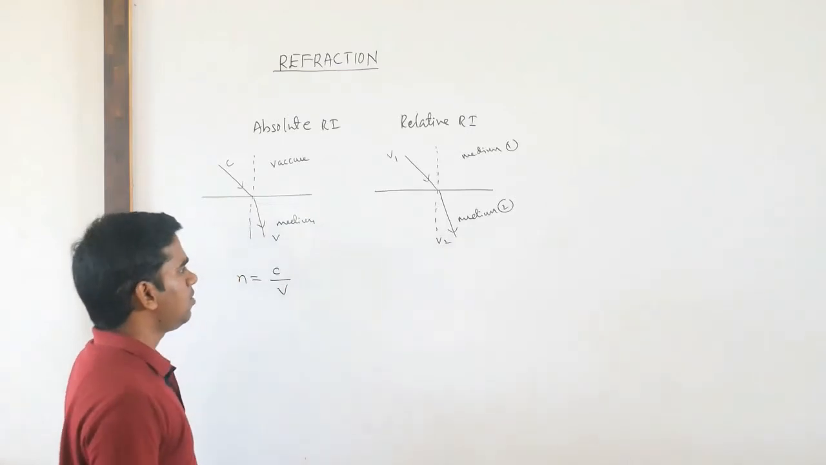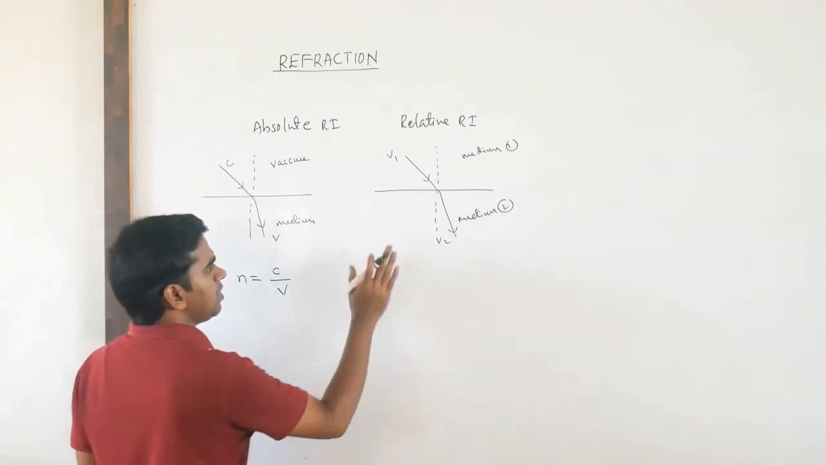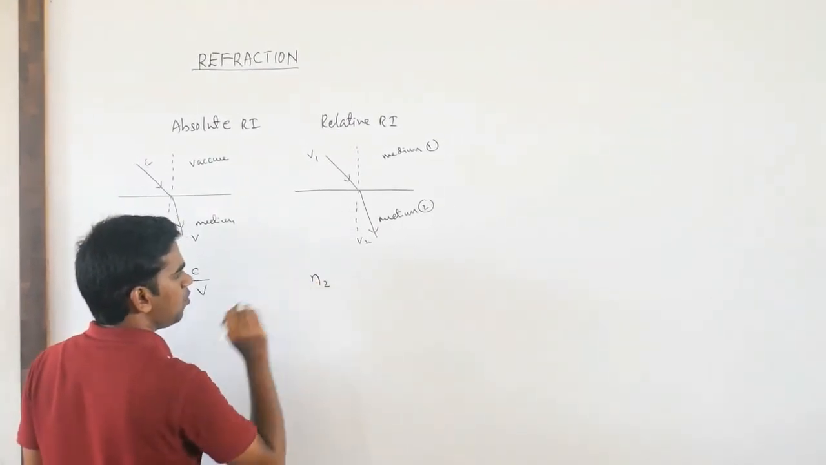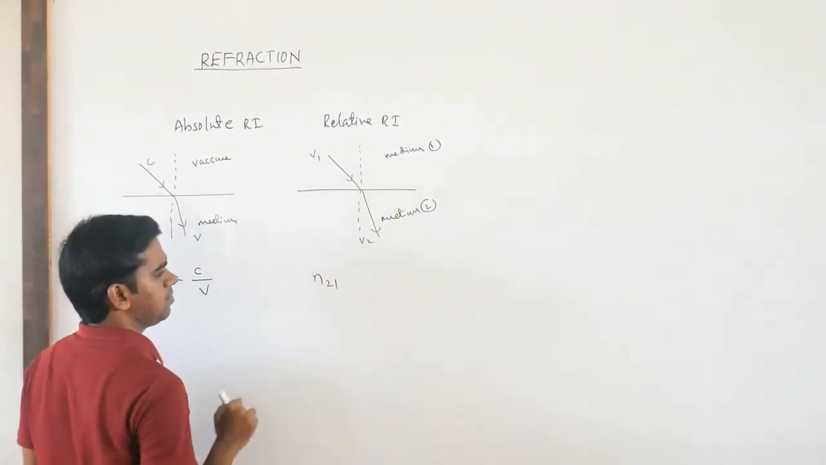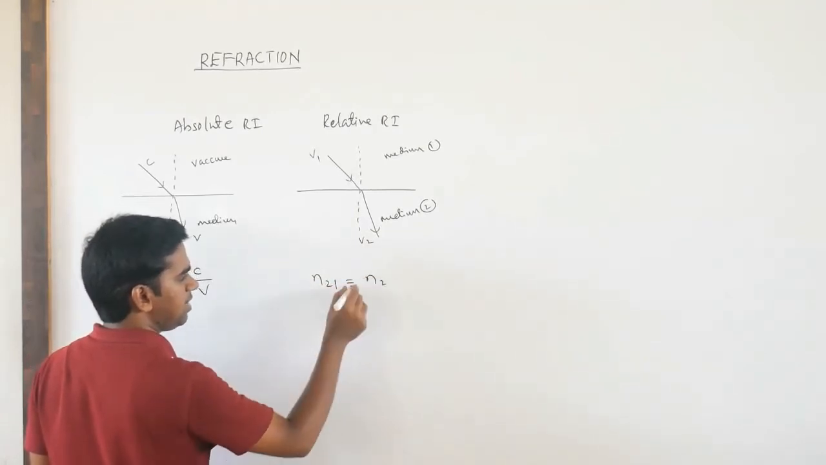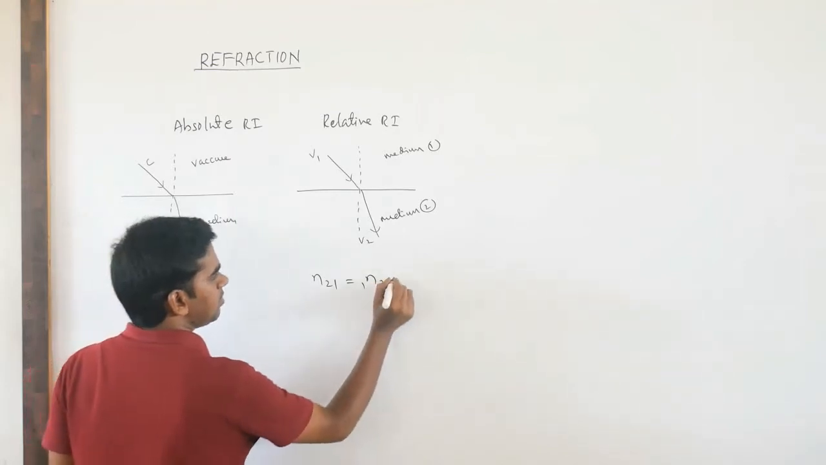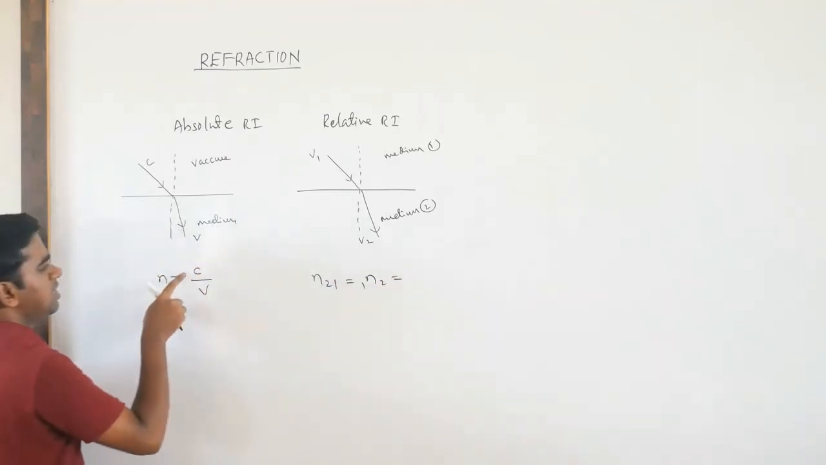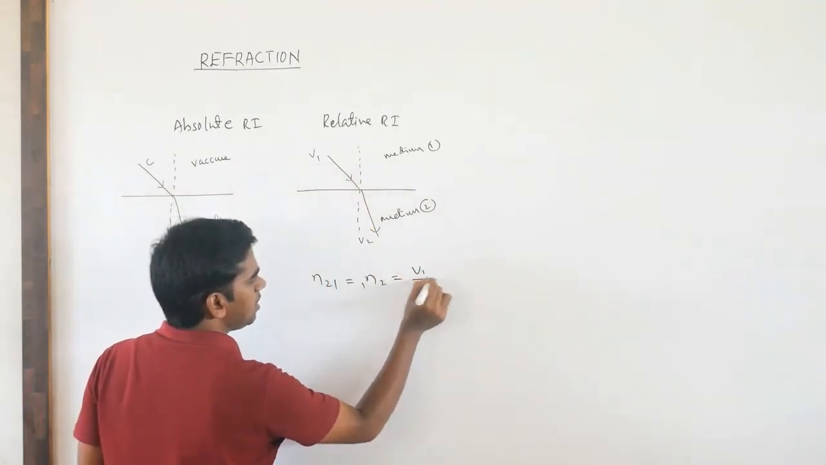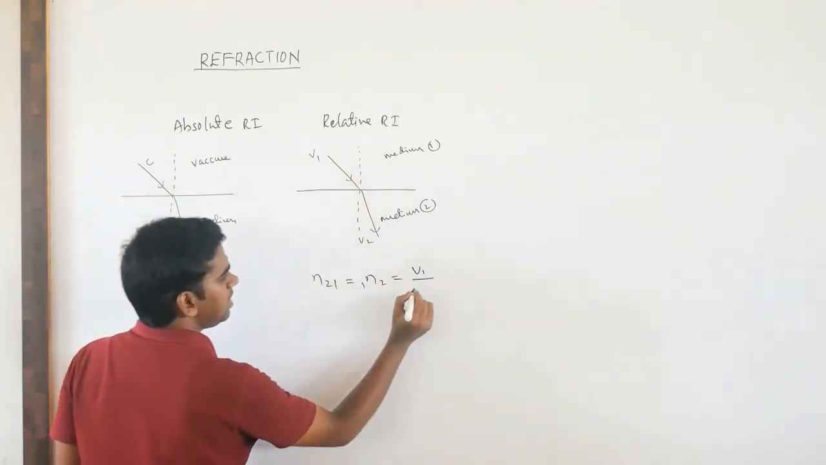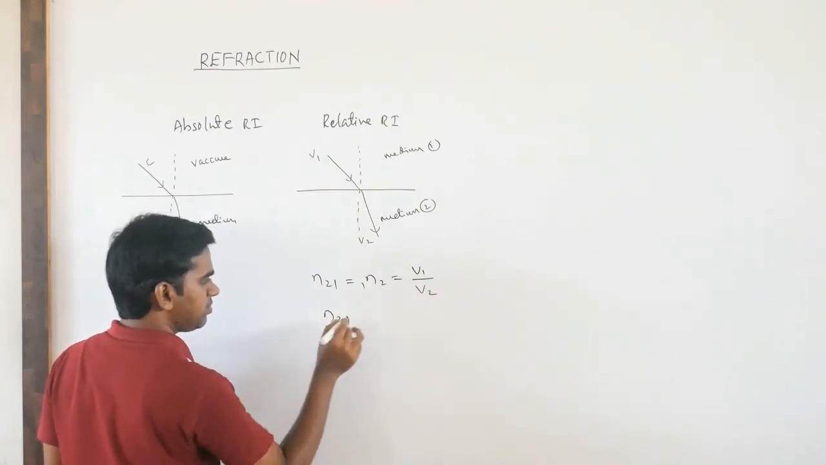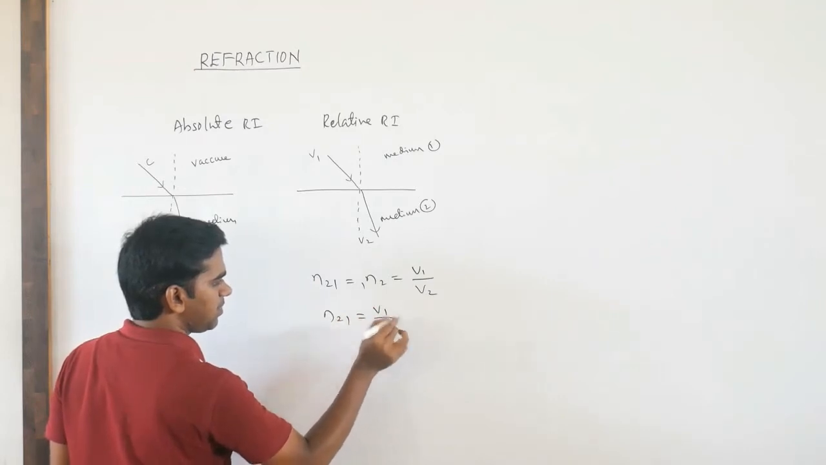Now how we can write here is refractive index of second medium with respect to first medium. You can write it n21. Here c is the velocity in the first medium, so velocity in first medium is v1 divided by velocity in second medium, v2. So refractive index of second medium with respect to first medium is v1 by v2.